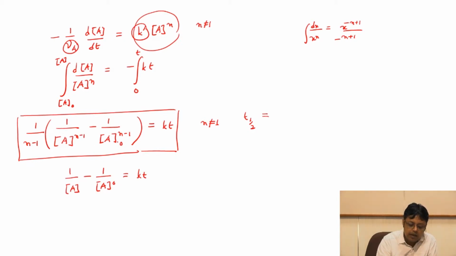Instead of a, I'll just put here a0 by 2 raised to n minus 1, and you can see here that the value will be 2 to the power n minus 1 divided by n minus 1 into a0 raised to n minus 1 into, of course, the rate constant here.